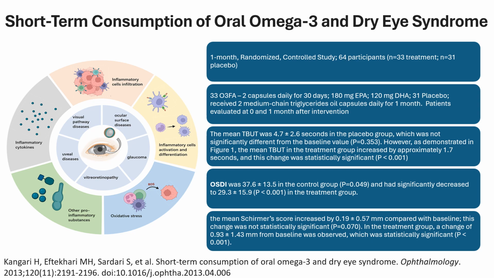So, what are the conclusions? This study demonstrated that oral consumption of omega-3 fatty acids, 180 milligrams of EPA and 120 of DHA twice daily for 30 days, is associated with a decrease in the rate of tear evaporation, an improvement in dry eyes, and an increase in tear secretion.